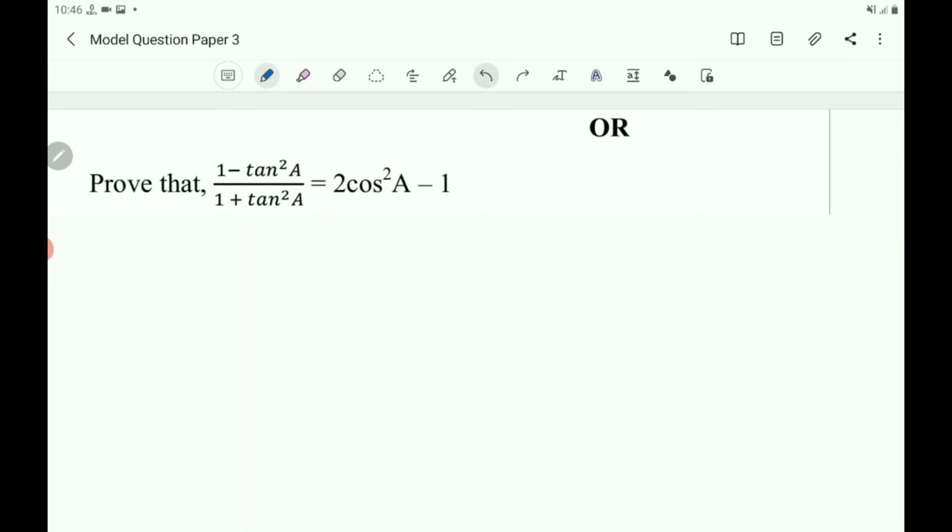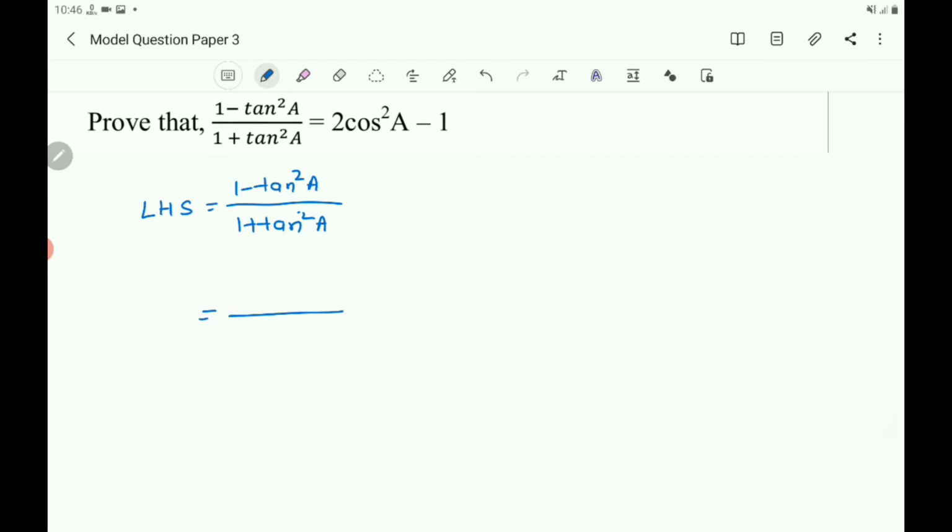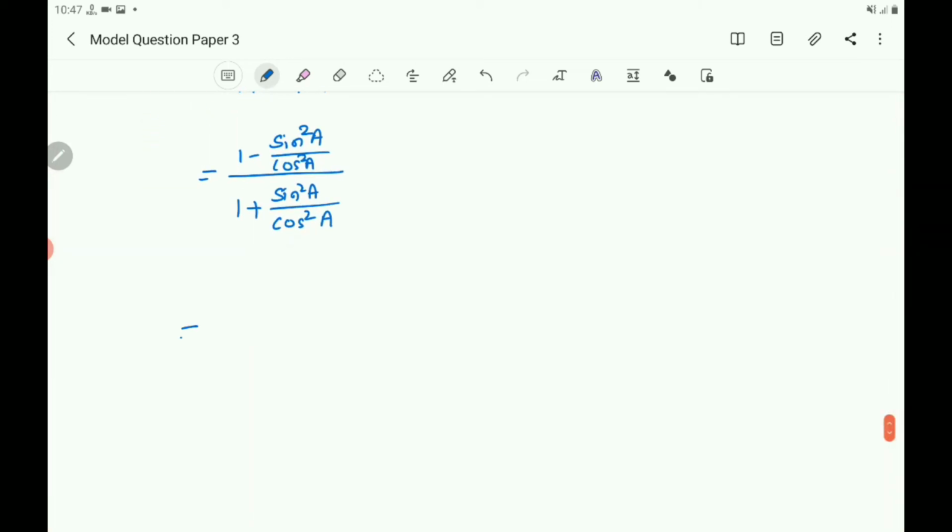Again you consider the LHS. Then you write LHS equals 1 minus tan square A by 1 plus tan square A. Here we have to prove 2 cos square A minus 1. Therefore, express both in terms of sin and cos. 1 minus tan square A means, you know that tan is sin by cos, so it is sin A by cos A whole square, or also you can write sin square A by cos square A. Then 1 plus, it is also sin square A by cos square A.